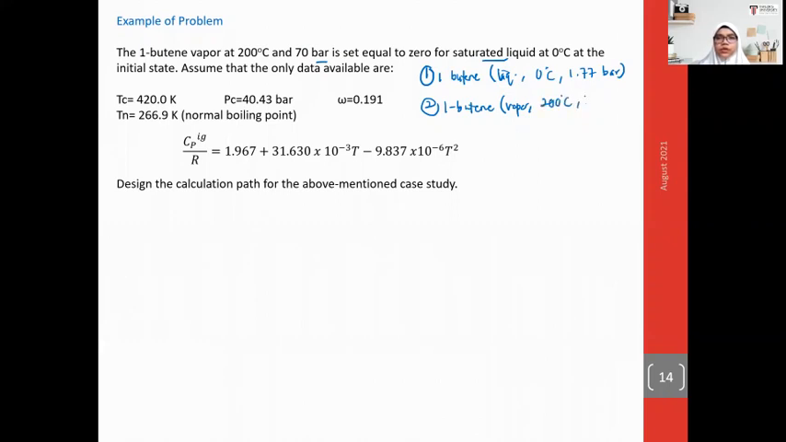270 bar. Okay, design the calculation path. We should start with our first state in liquid. The first state is 273.15 K and 1.77 bar. So our second state is at 473 K and 70 bar.